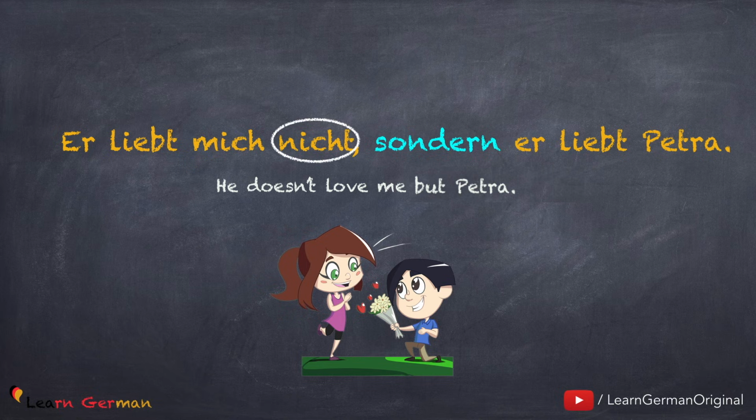When the first Hauptsatz is negative, that means there is a word like nicht or kein. In such a case, you would use the conjunction sondern. And here also, since the subject and the verb in both the sentences is the same, you would just say liebt mich nicht, sondern Petra. Just like the conjunction aber, you must put a comma before the conjunction sondern.